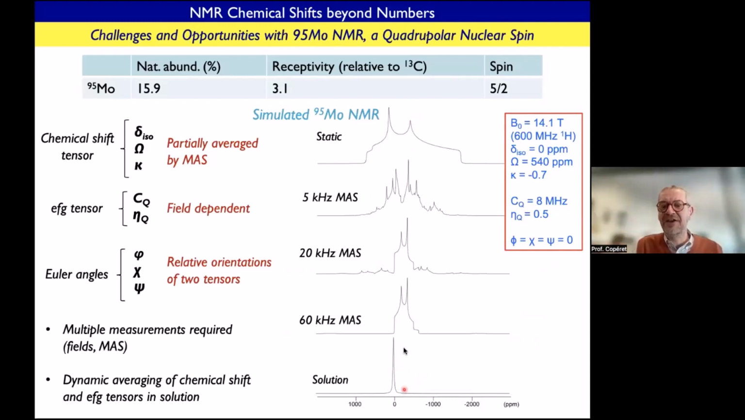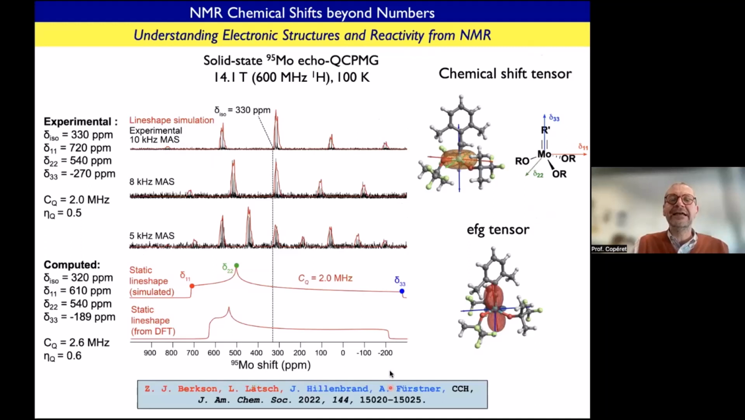So by spinning very fast and working at very high field, in principle you can have very sharp lines. Luckily, in the case of molybdenum, often the quadrupolar coupling constant is not so large, so you don't have to spin that fast or go to such high field. In any case, we were able to measure this molybdenum NMR, and this is the molybdenum NMR at various spinning rates. You can simulate it, and you can see that our calculation and simulation are not so bad.